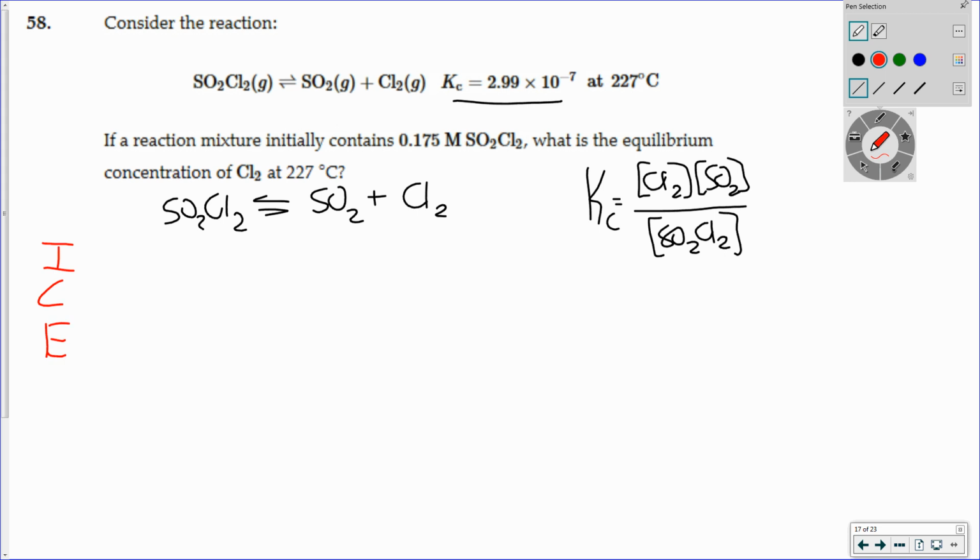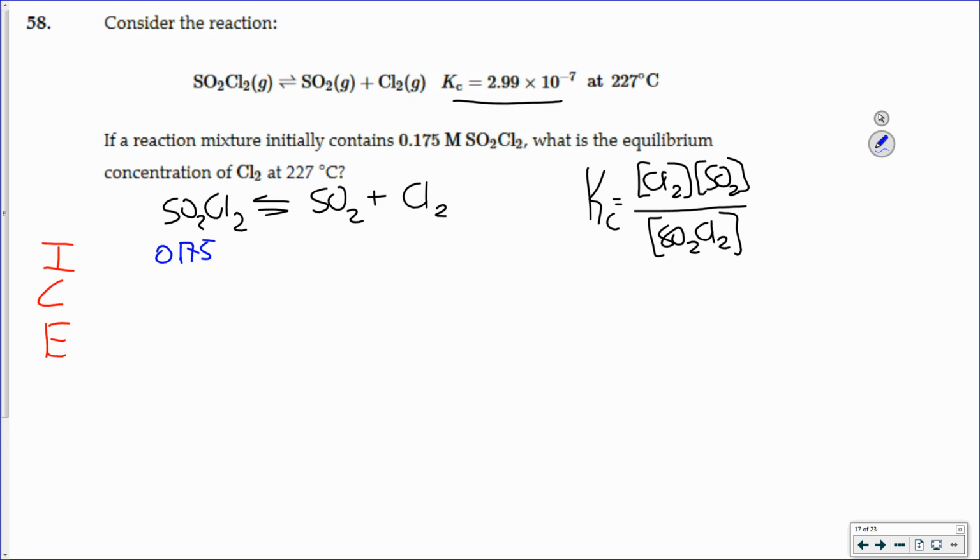Okay, so it says initially it contains a reactant. It doesn't say anything about the products, so we're going to assume there's none. So it's 0.0175 molar, and then 0 and 0 for the 2 products. And it wants to know what is the concentration at equilibrium of this guy.